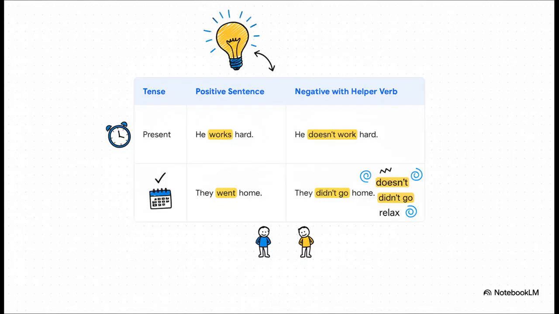Okay, now this is the magic trick. This is the big aha moment, so watch closely. In the positive sentence, we say he works with that special S. But look what happens when we bring in the helper, doesn't. The main verb resets. It goes back to its original form, work. It's the same for the past. They went becomes they didn't go. The helper verb carries all the tense information, so the main verb gets to just chill out.